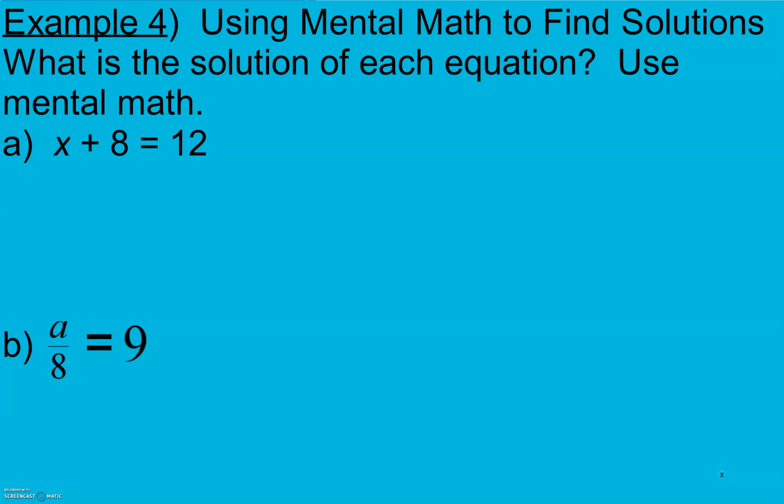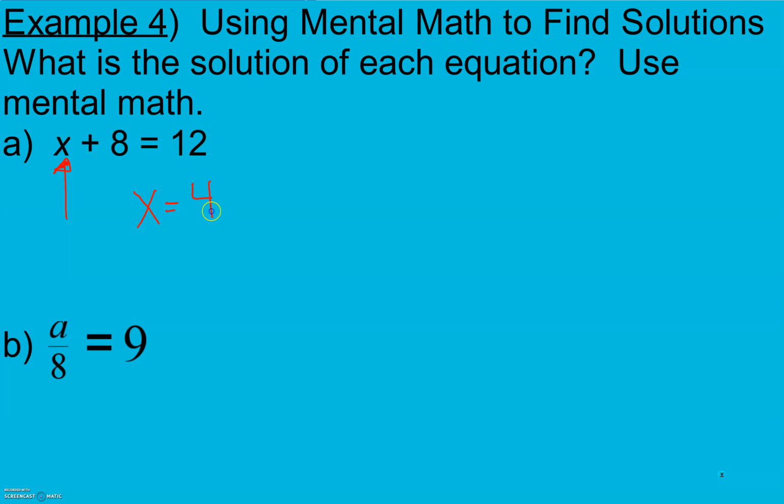In example 4, we're going to be using mental math to find solutions. What is the solution of each equation using mental math? So here, keep in mind our variables just represent a value. They represent some number, and we want to know what number it is that we can add to 8, or add 8 to, in order to get 12. So what number plus 8 gives us 12?